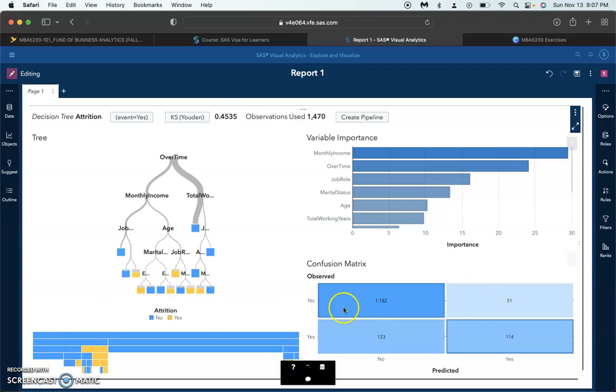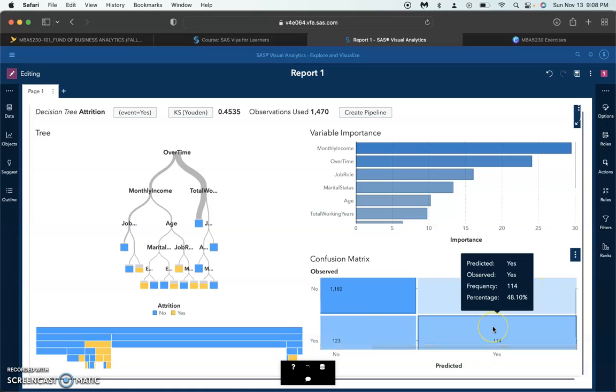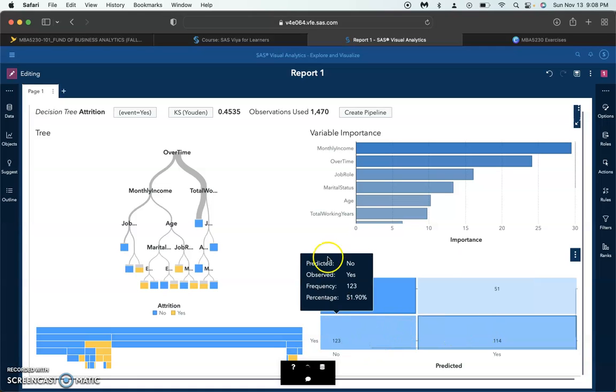We're then going to look at this confusion matrix over here, looking at basically the accuracy of it all. We are saying no and no right here. It was about 95.86% correct. It was observed to be no, but it actually happened about 4.14%. Yes was about 48%, and then yes, no was around 52%.